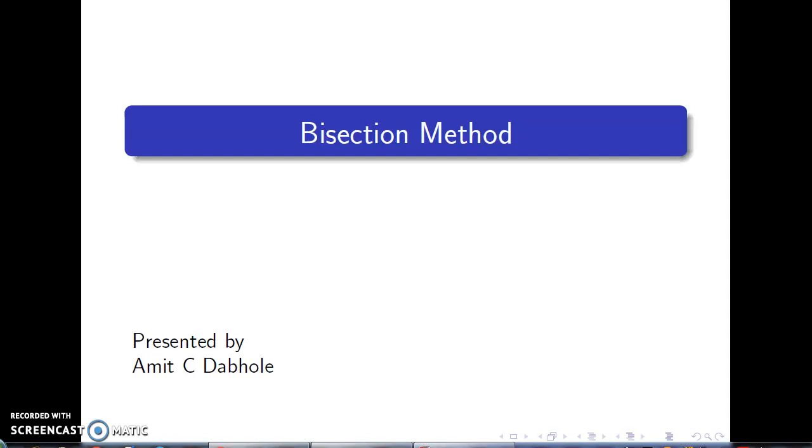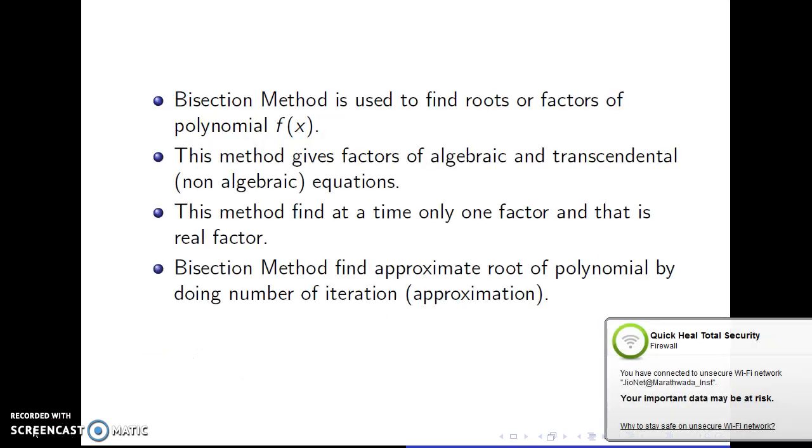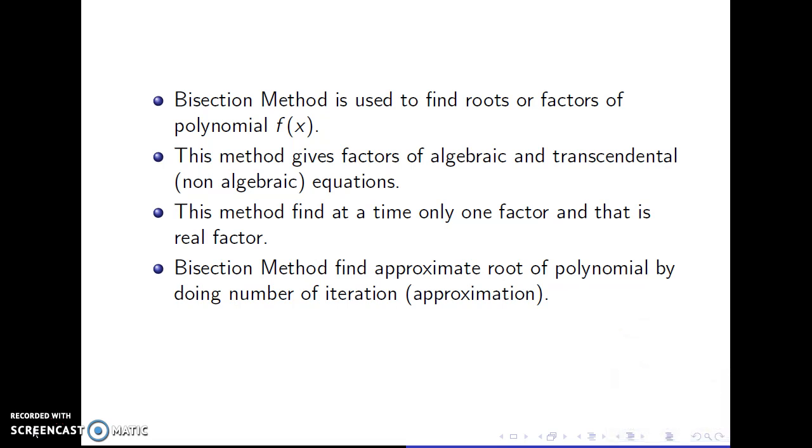Now, welcome friends. This is a session regarding the bisection method. The bisection method is used to find roots or factors of a polynomial f of x. This method gives factors of algebraic and transcendental, that is non-algebraic, equations. This method finds only one factor at a time, and that is a real factor.